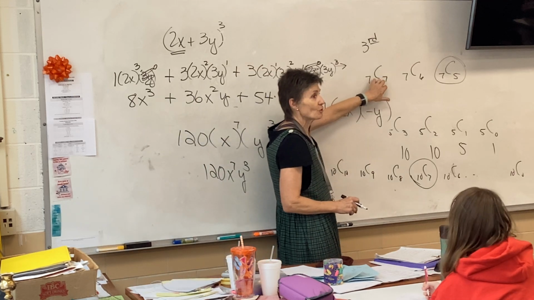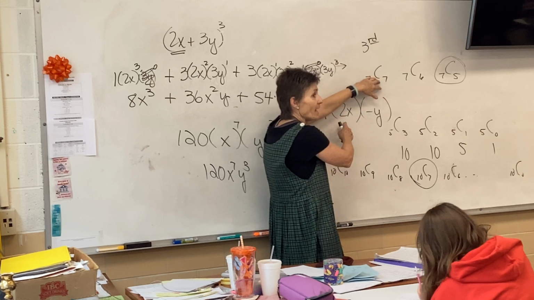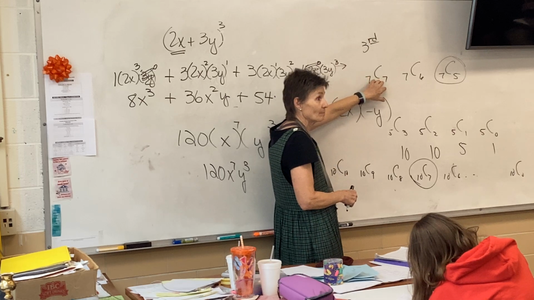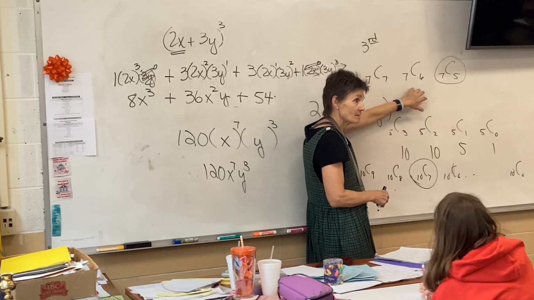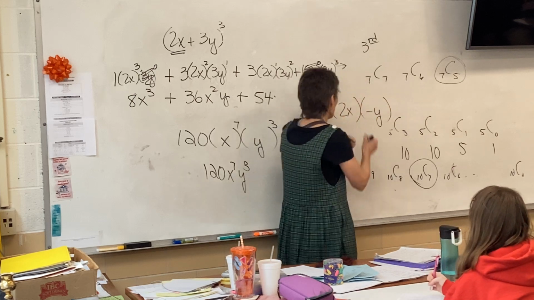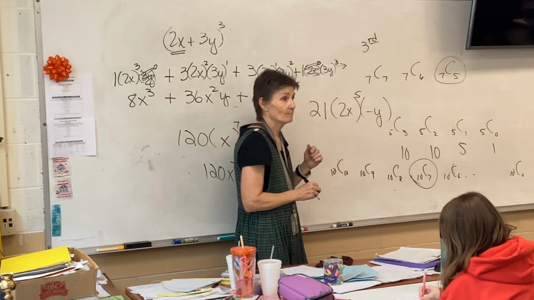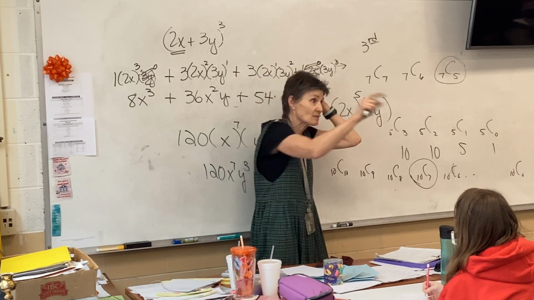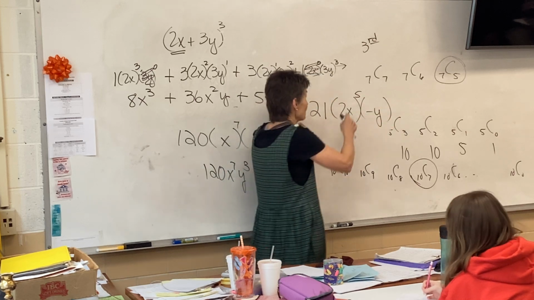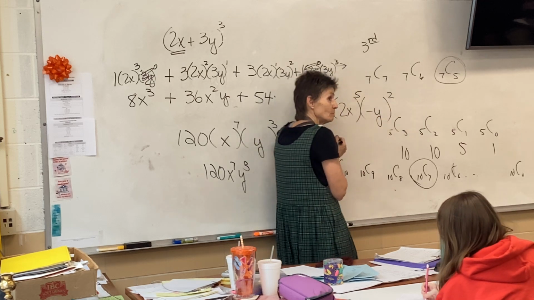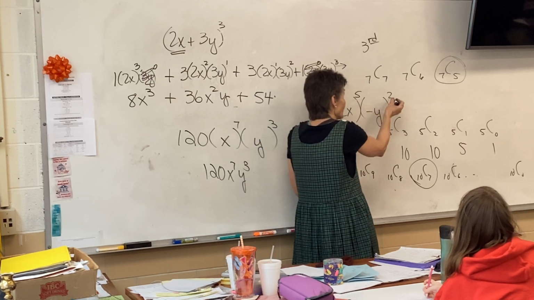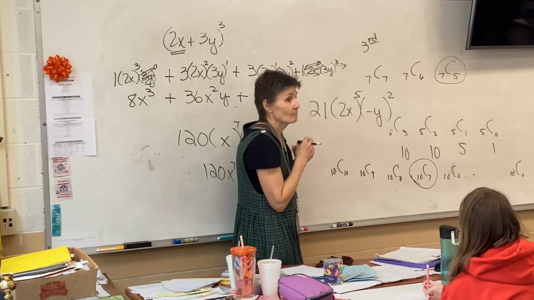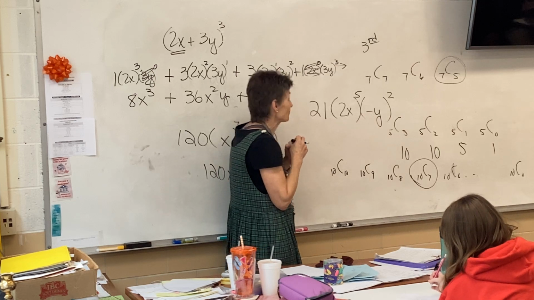In the first term, the power on the x would be 7. Then it would be 6, and the one I want is 5. I counted down, just like I did when I did the whole row, 7, 6, 5, 4, all the way down. If that's a 5, this is a 2, because they gotta add up to 7. x to the fifth, y to the second.